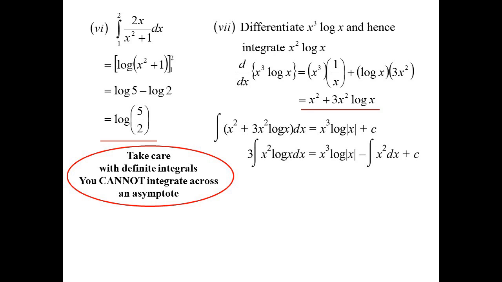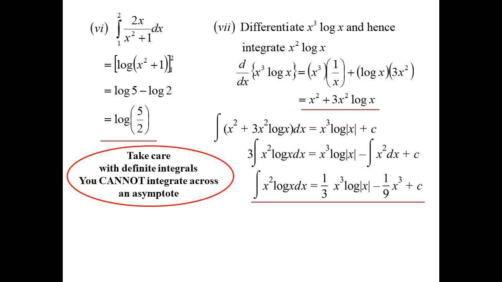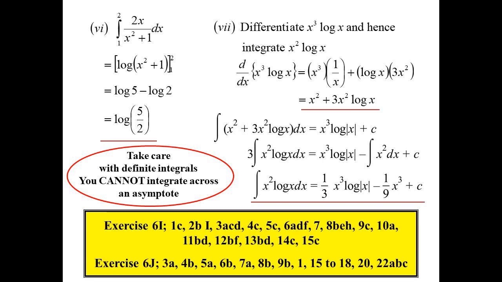So 3 times the integral of x squared log x will be x cubed log x minus the integral of x squared, and we can integrate x squared, that's not a problem. Add 1 to the power over the power, divide everything by 3, and I've got my answer. Okay, let's add that to our list.